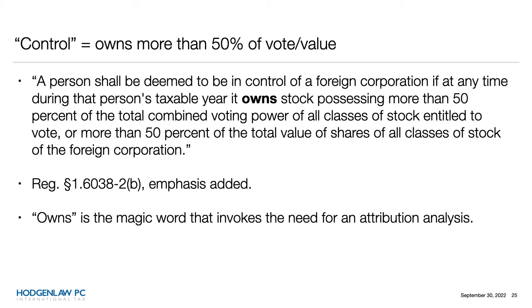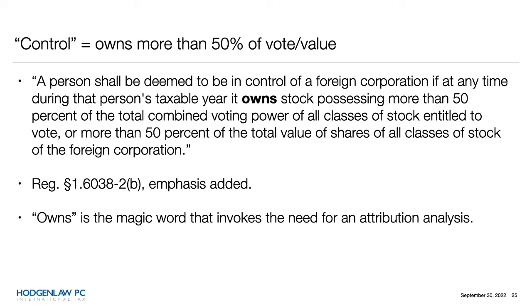And so if you look at the definition of control for Category 4, you see it's owns stock possessing more than 50% of the combined voting power of all the stocks issued and outstanding, or 50% of the value of all the classes of the stock issued and outstanding. And so what we're looking for is, if you own stock that's enough to be over the 50% threshold by vote or value, then you are a Category 4 filer.